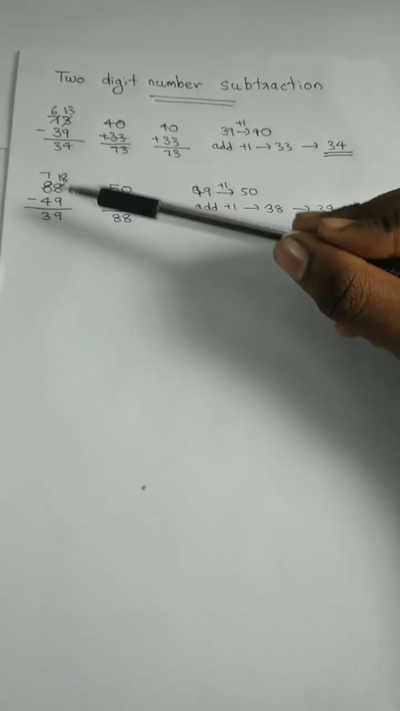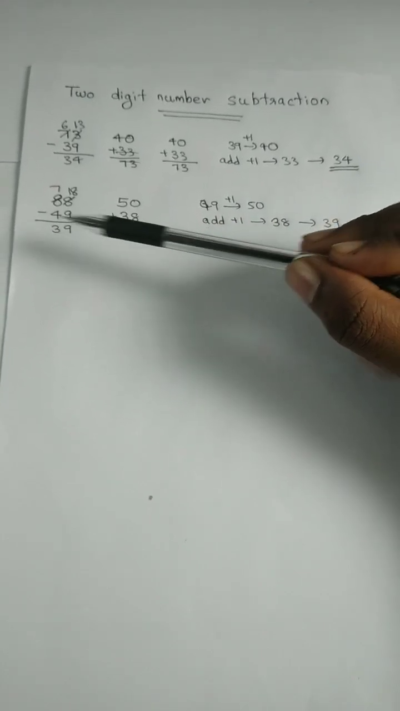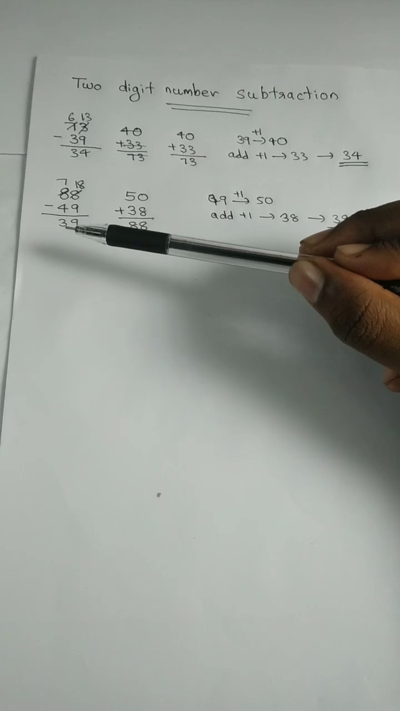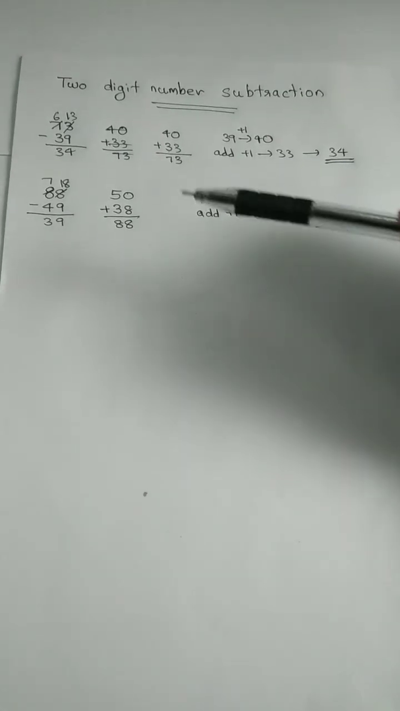In the basic method, 8 would be changed to 18. 18 minus 9 would be 9. Then 7, there would be 1 less from it. So 7 minus 4 would be 3. So 39 would be the answer.